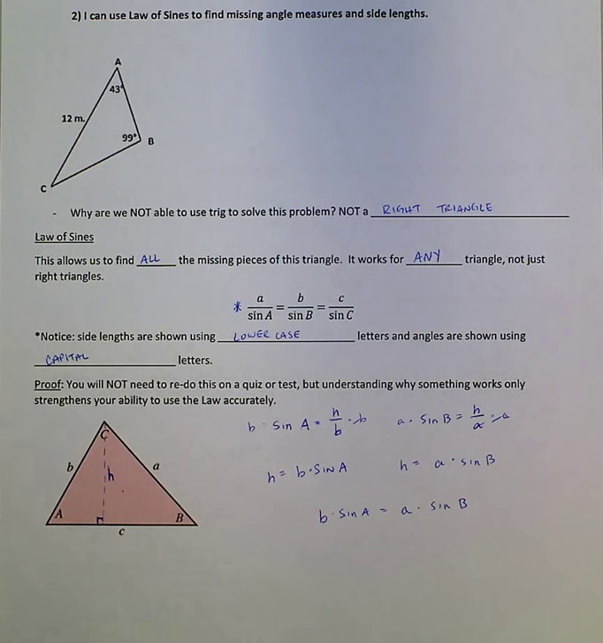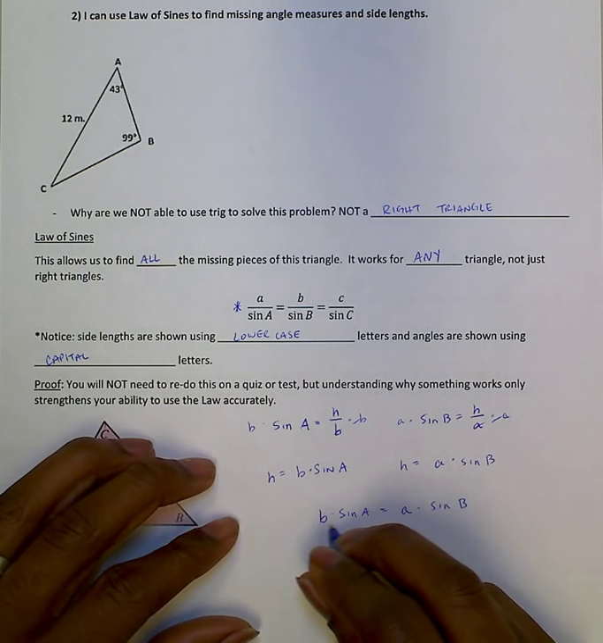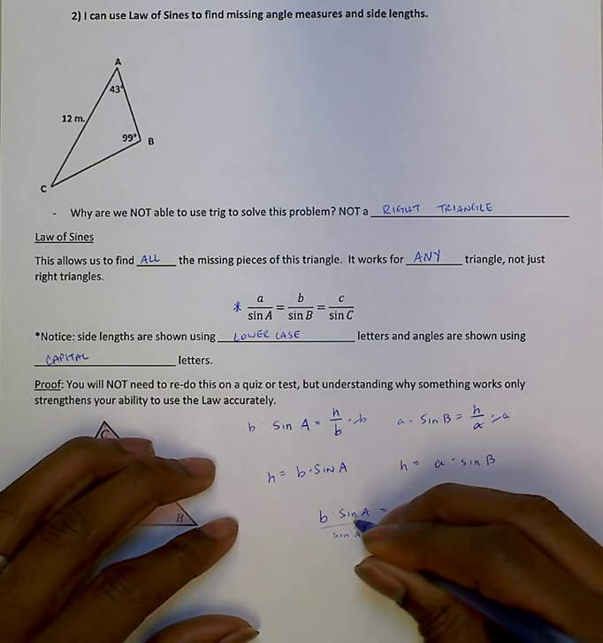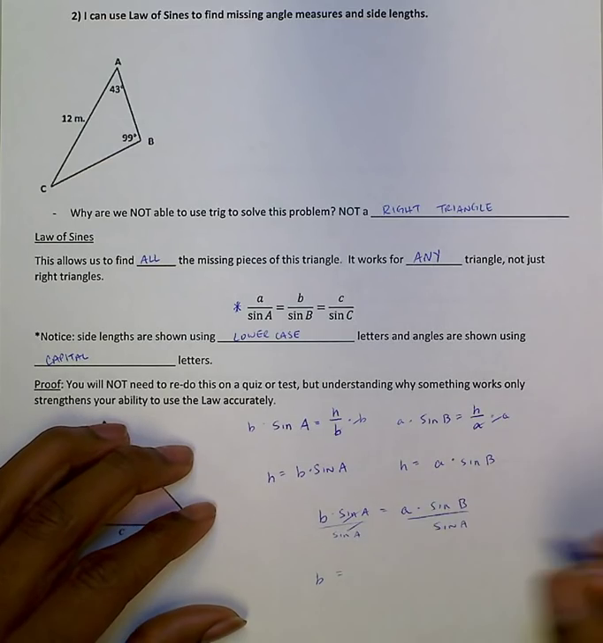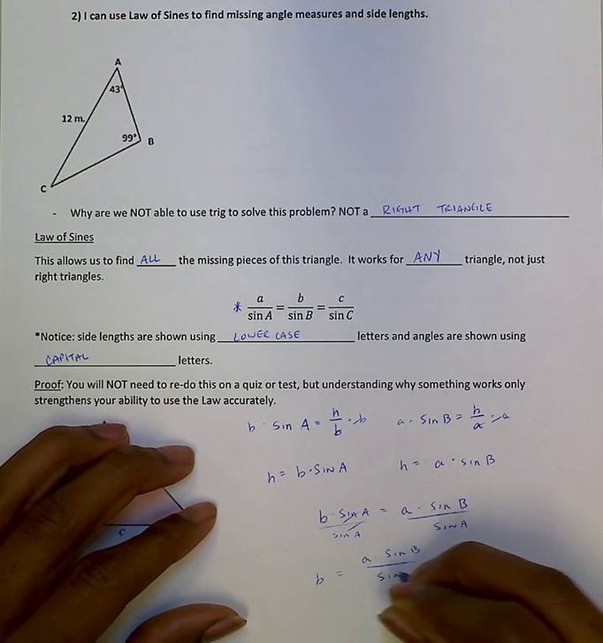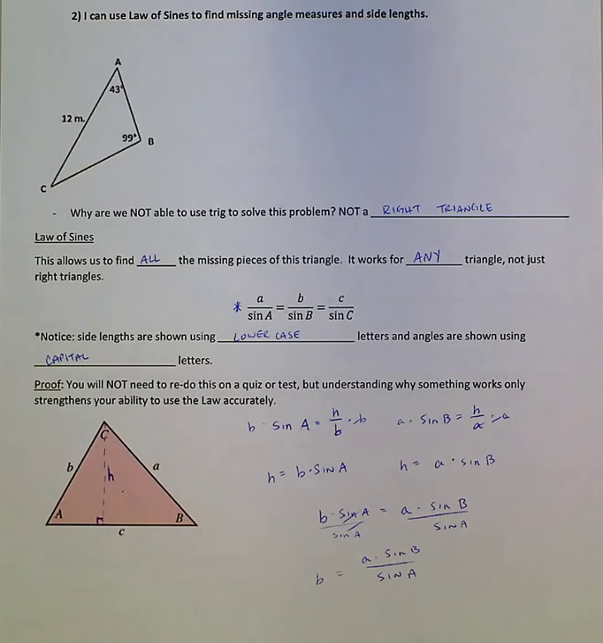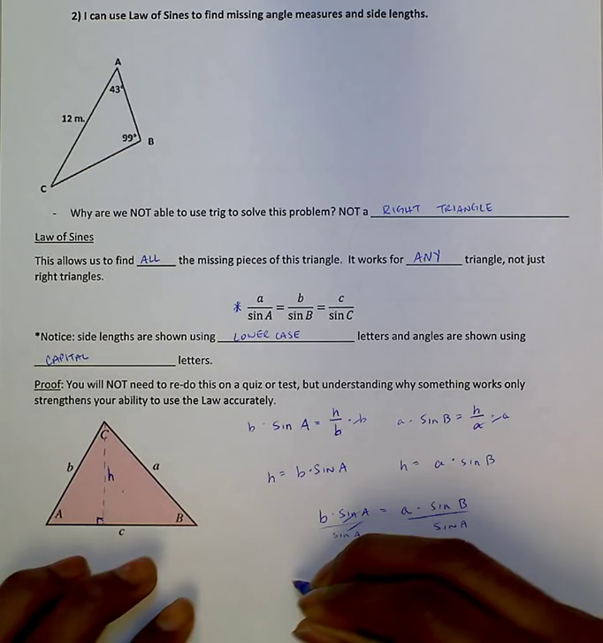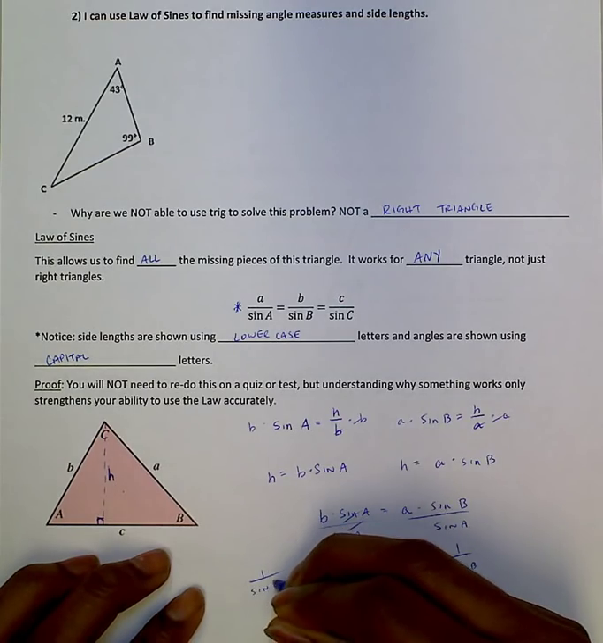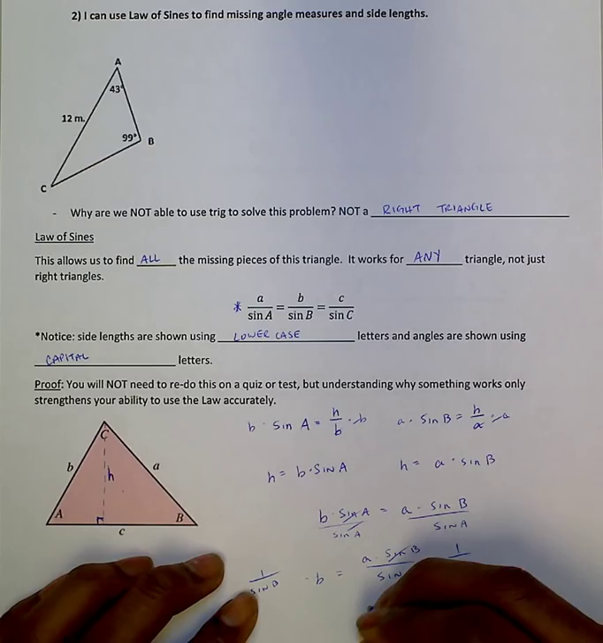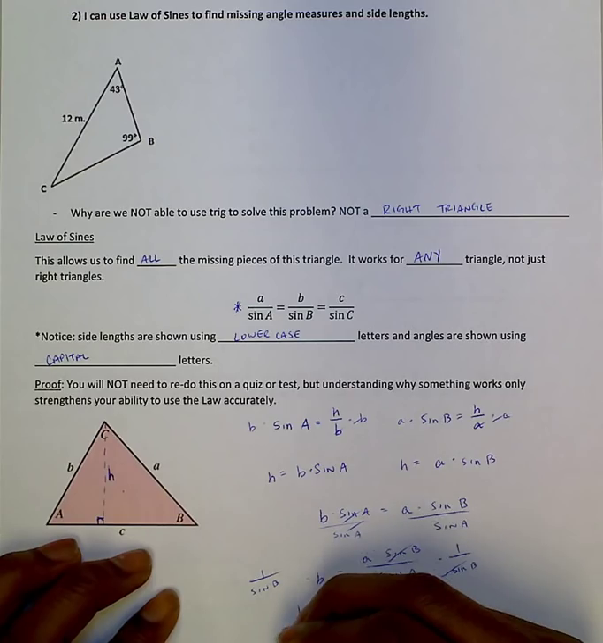From here, I'm going to divide both sides by sine A. On the left side, that'll cancel out, and we get B equals A sine B over sine A. And then my final step to this proof is I'm going to multiply both sides by 1 over sine B, essentially dividing it. I just didn't want to make two fractions there. And that cancels out the sine B. So on our right side here, we're left with A over sine A, and on our left side, we're left with B over sine B.